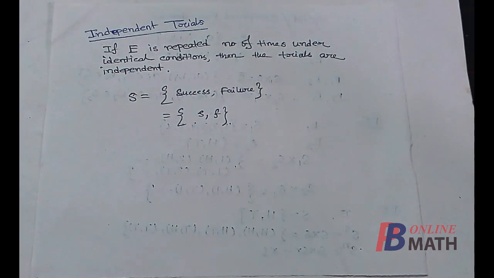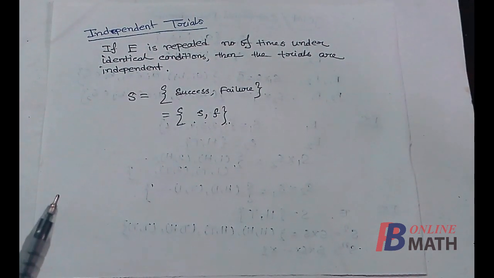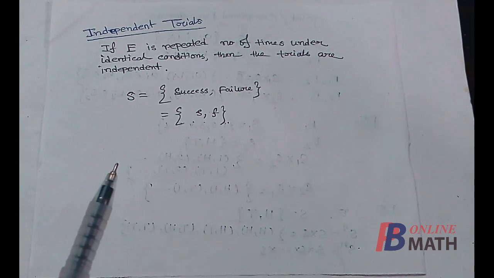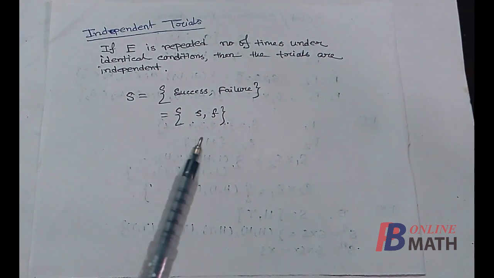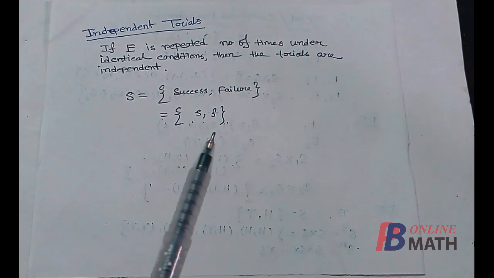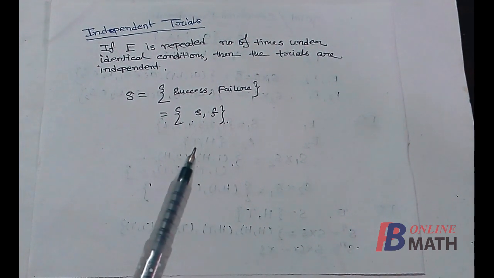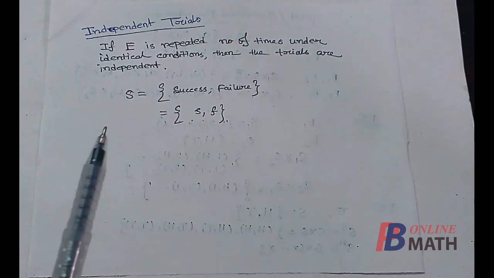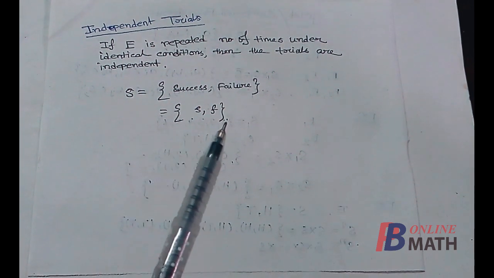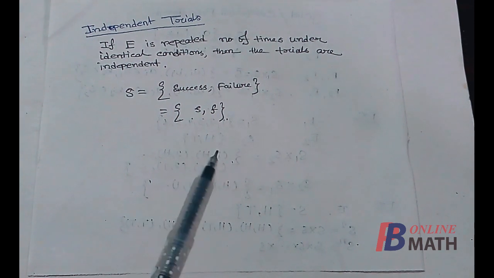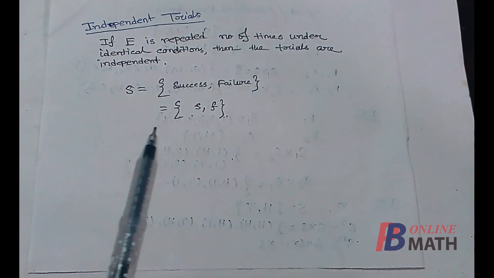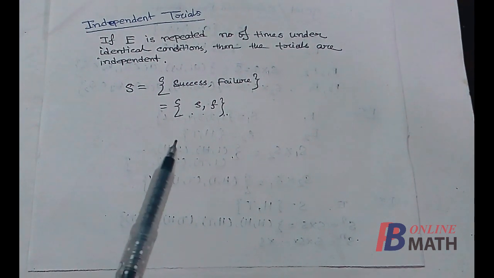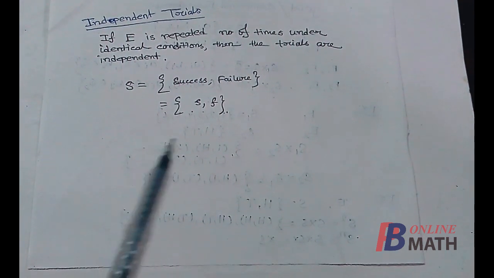Next, we consider one particular case where the sample space consists of only two outcomes. One is called success and the other is called failure. We shall denote success by small s and failure by small f. So we assume that a random experiment has only two outcomes. The sample space S contains only two elements, s and f. Now if we perform this experiment a number of times, then we shall get a sequence of independent trials.